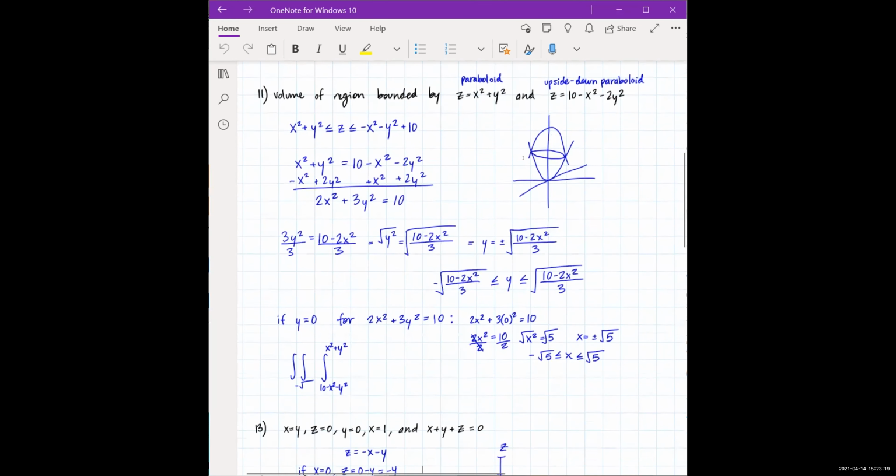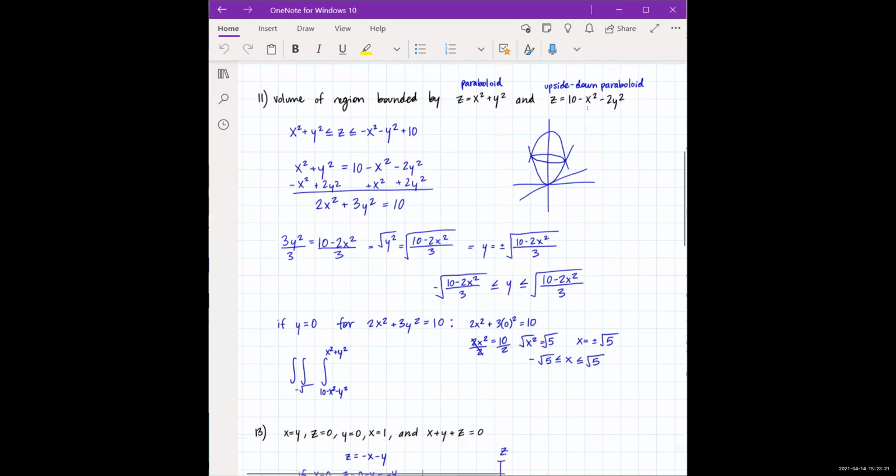Okay, and then I had a quick question about number 11 as well. When you're trying to find the region bounded by two equations like this, you just find the intersection, right? To find the formulas for y. Because I just set them equal to each other and then I got this formula. I figured this was like this oval in between them.